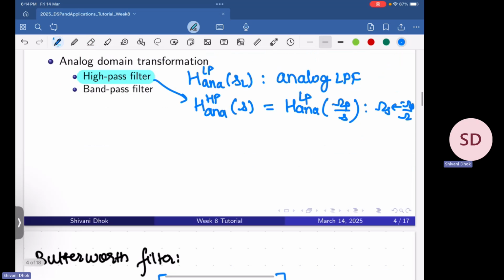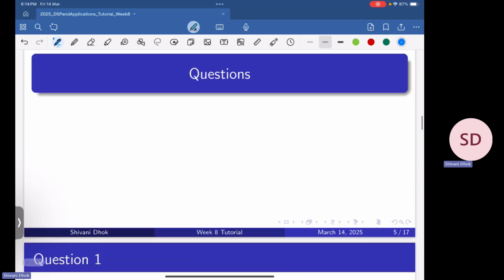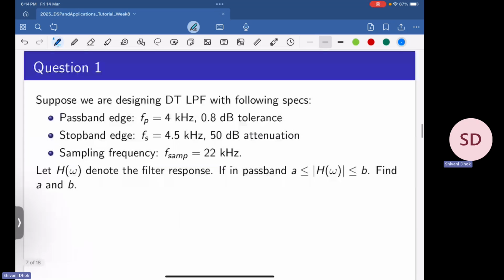Okay, if there are no questions, then let me move on to the first question that I have planned today. These are also last year's assignment questions, so you can expect similar questions either in your assignment this year or in your final exam. Okay, so let's start with the first question.